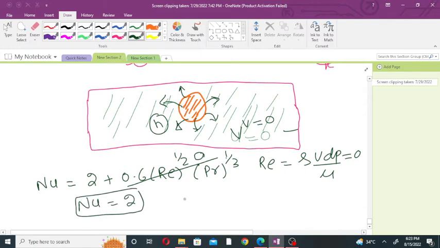Once you determine the Nusselt number, you will determine the heat transfer coefficient by using this relation, where this is equal to the Nusselt number. So you will determine the heat transfer coefficient.